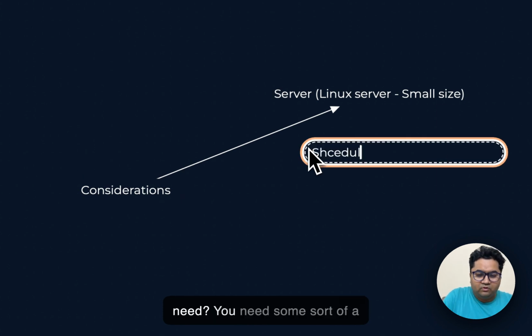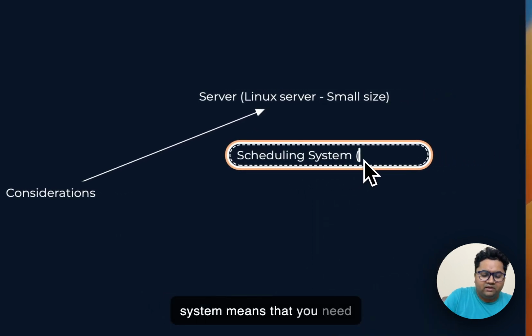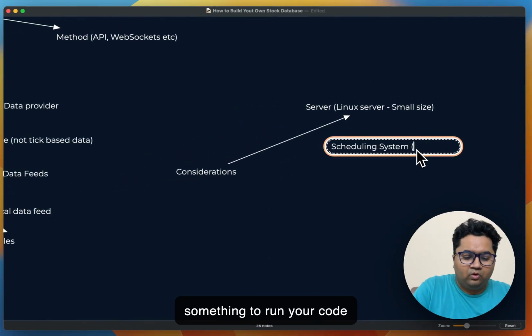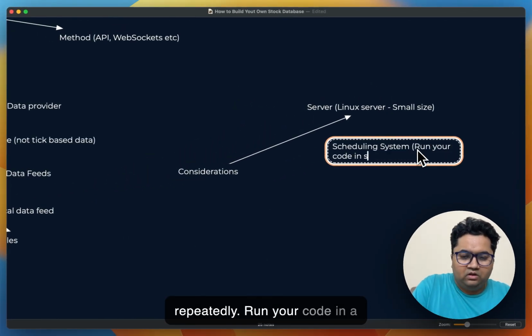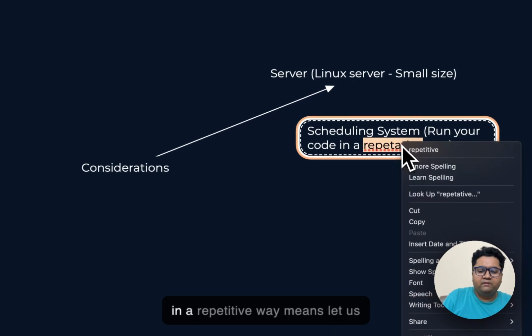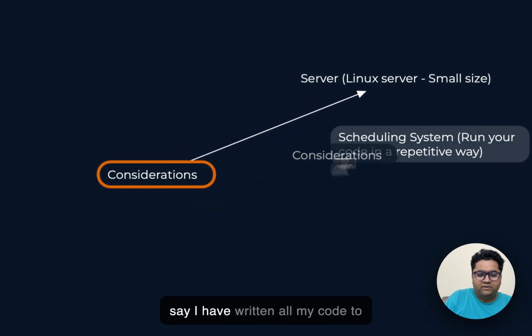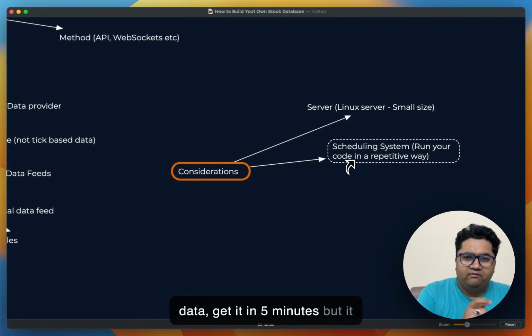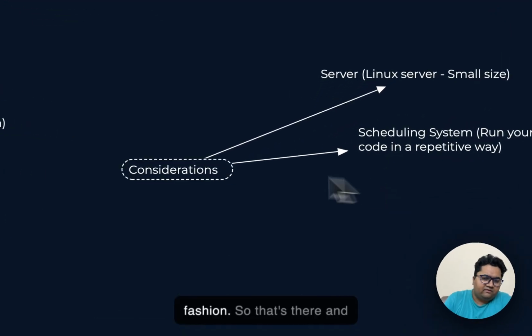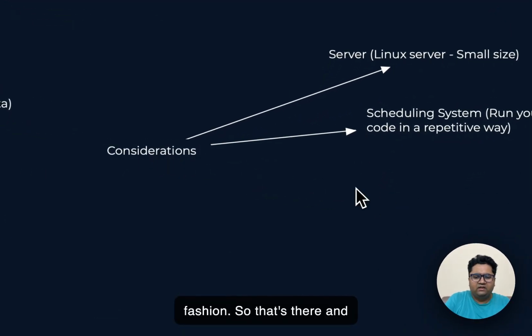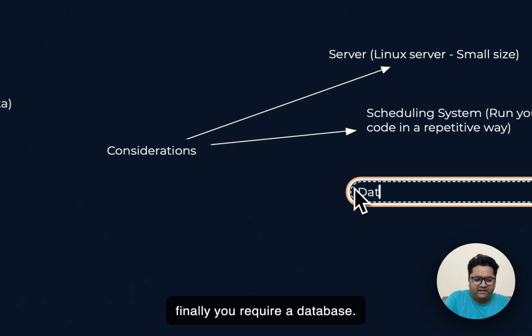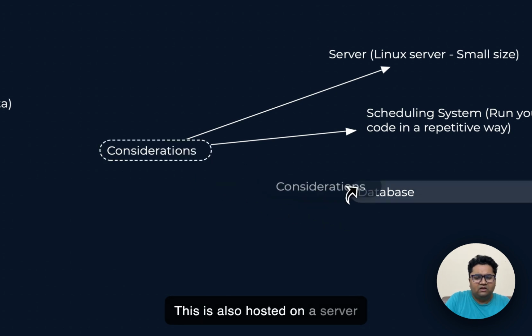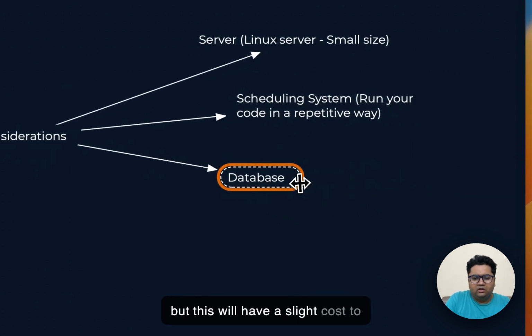What do you need? You need some sort of a scheduling system. What does a scheduling system mean? That you need something to run your code in a repetitive way. Let's say I have written all my code: connect to this broker, get this data, get it every 5 minutes, but it needs to run in a repeated fashion, right? So that's there. And finally you require a database. This is also hosted on a server, but this will have a slight cost to it.